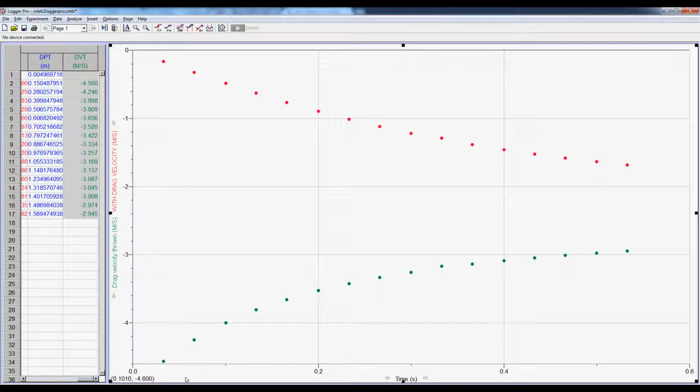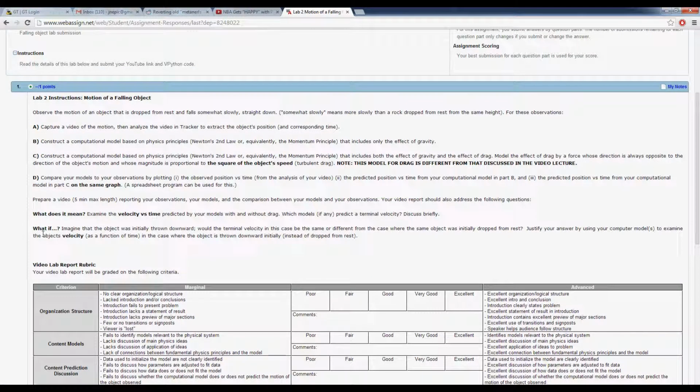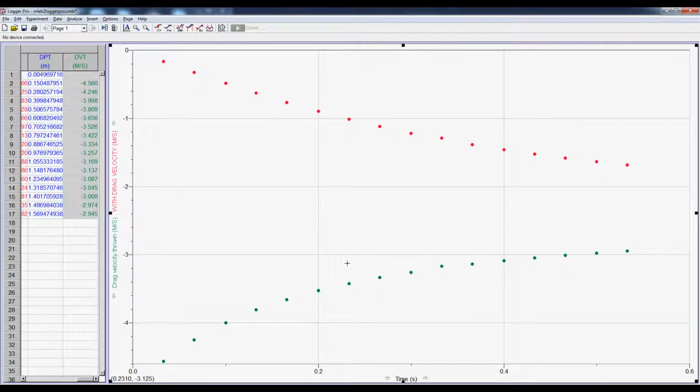As a result, in reference to the what if question, the terminal velocity does not change if your initial velocity is thrown faster or not. It stays the same.